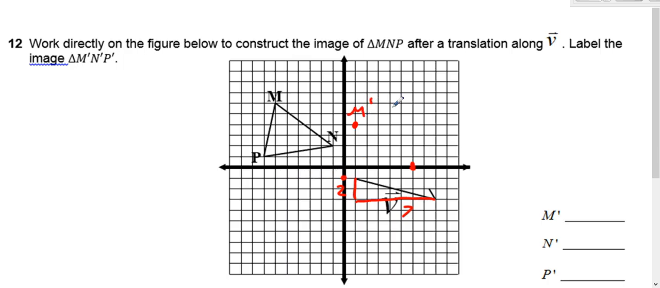So that's M prime, N prime, and P prime. And we can write in the coordinates. M prime is at 1, 4. N prime is at 6, 0. And P prime is at 0, negative 1.